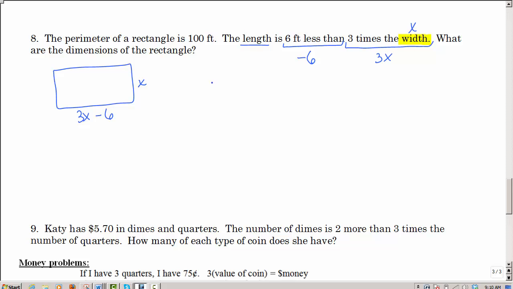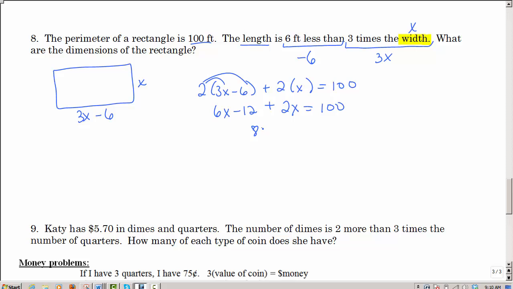Be very careful. So setting up my equation, twice the length plus twice the width equals my perimeter. So again, distributing. Collecting like terms. This time I need to add 12 to both sides and divide by 8.